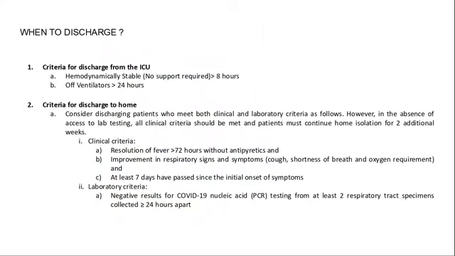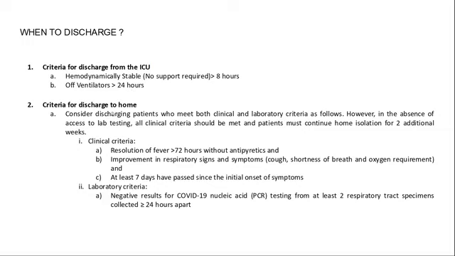Okay, so you manage the patient in the hospital. But the patient got better. Now you want to discharge the patient from the ICU. So this is the criteria for discharge from the ICU: if the patient is hemodynamically stable for more than 8 hours and off ventilators for 24 hours, you can discharge the patient out of the ICU.